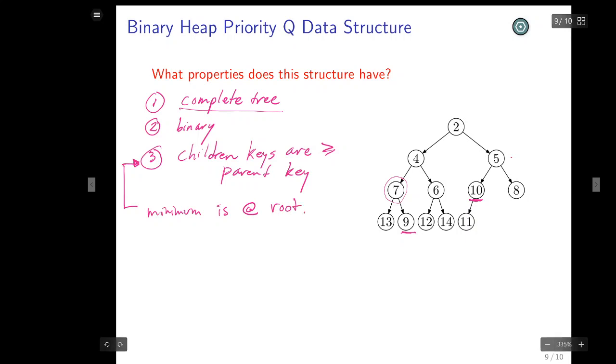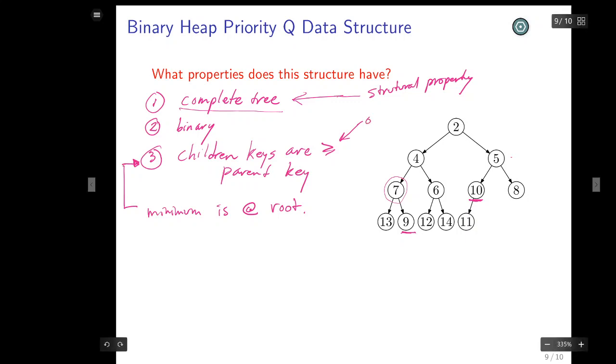Can't be anywhere else. If the minimum in this tree was anywhere else, then its parent would be unhappy, because the parent has to be smaller than its children. The way things should be. Okay, so these two, number 1 and number 3, we're going to monkey around with binary maybe later, but let's also say binary. So all 3 of these properties. This is called a structure property. It's telling you what the structure of this thing is. It looks like a complete tree.